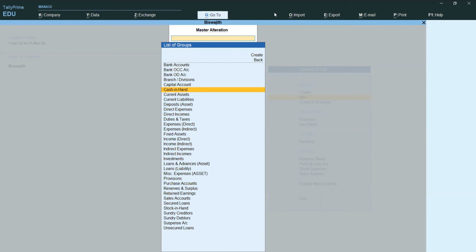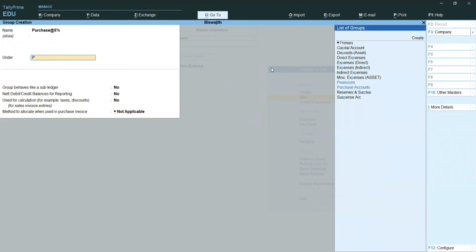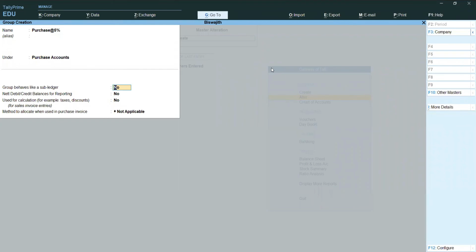Okay. So next, suppose I want to create a new group, you can go here and create one. For any new group, for example, I am creating Purchase at 5%. Purchase at 5% group I am creating. It comes under Purchase Accounts. You can select it, it is showing on the right side, enter and save the screen.